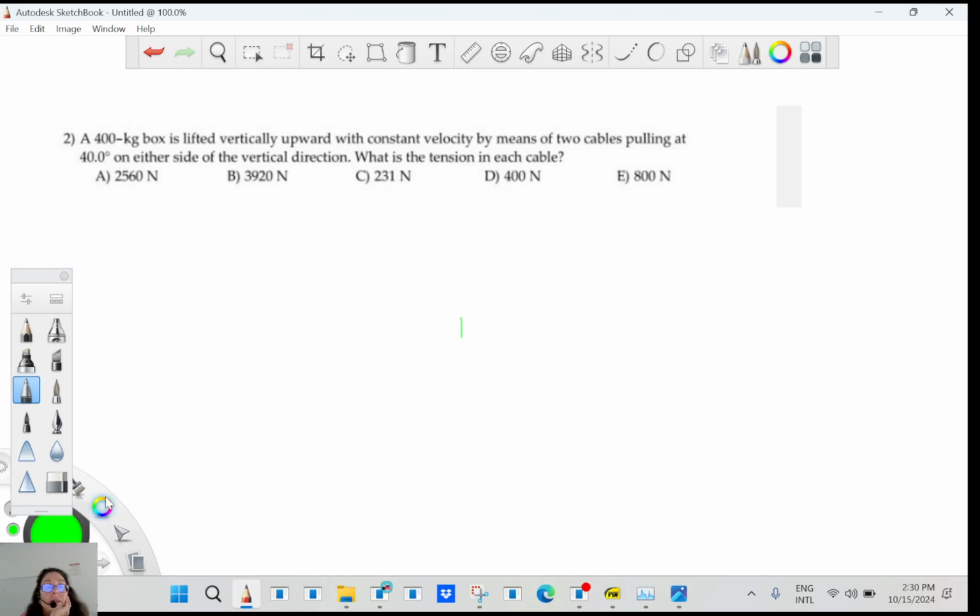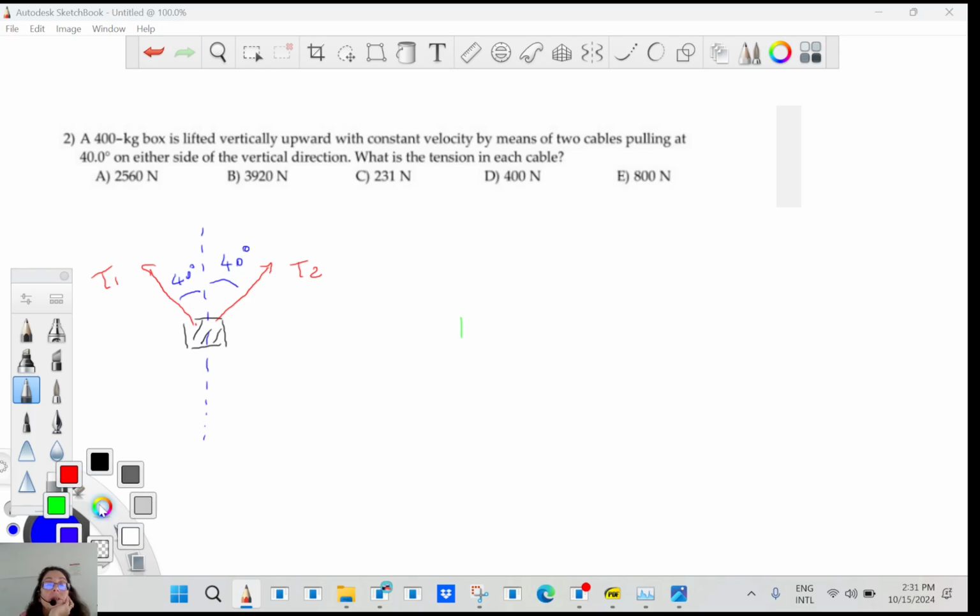Okay, so it's half a box. Let's make a drawing first. Don't wait for me, do it on your own. So it's a box. It has two tensions here, T1 and T2. That's the vertical. And it says this is 40 degrees here and 40 degrees. Oh, this one is a little bit different. And then you have the weight here. And the weight is 400, so it's going to be 4,000 Newton.